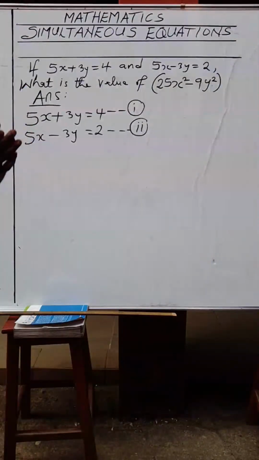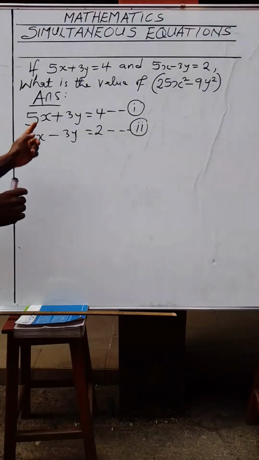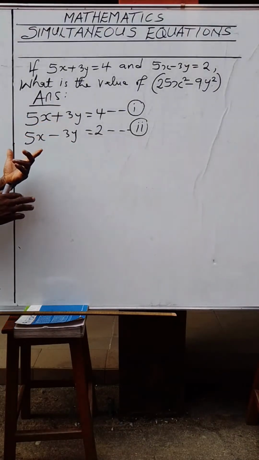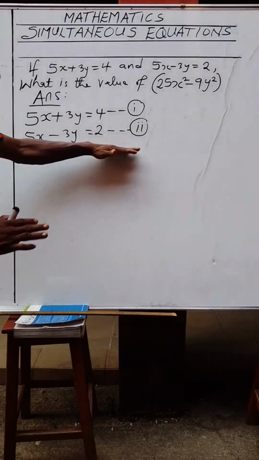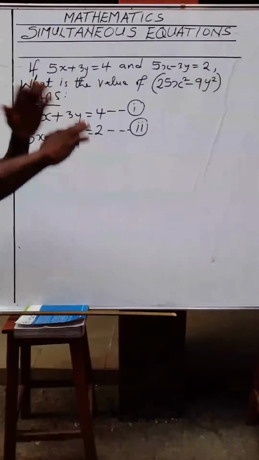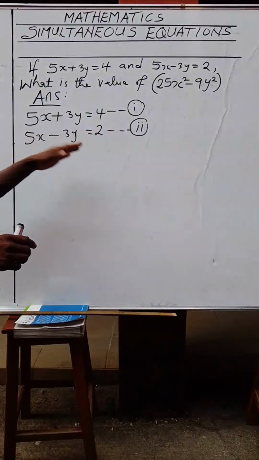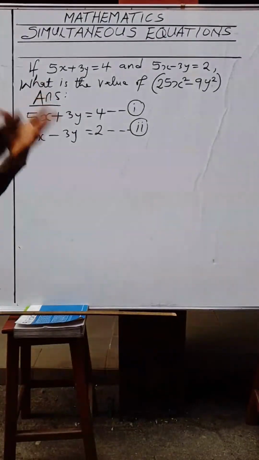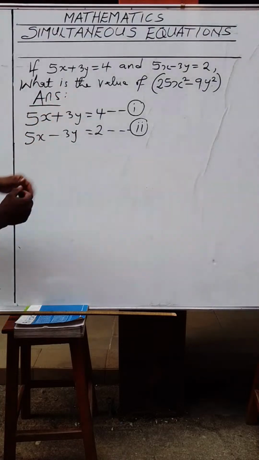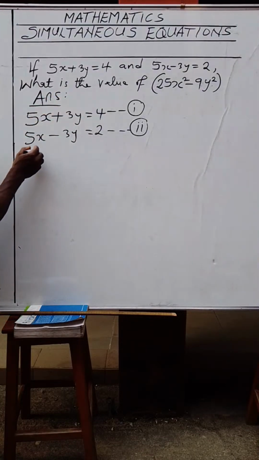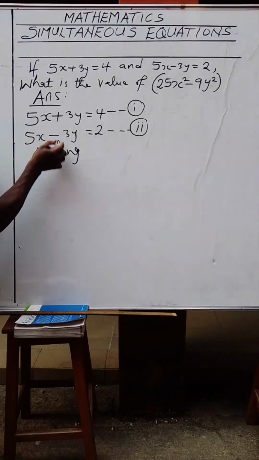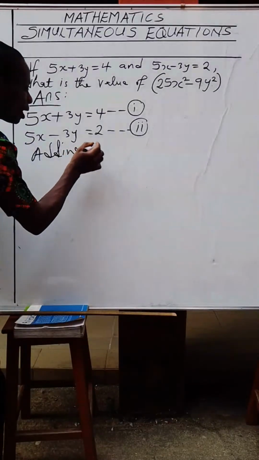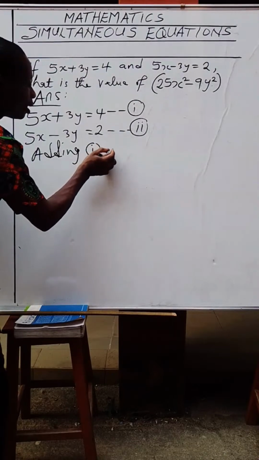Remember, we have to be tactical. The word tactical means you must look at the equations and ask yourself, how can I solve this very fast? Now, the best way to solve this one is by elimination, not substitution. That's why you have to be tactical. Now, when you add equations 1 and 2, adding 1 and 2 together.